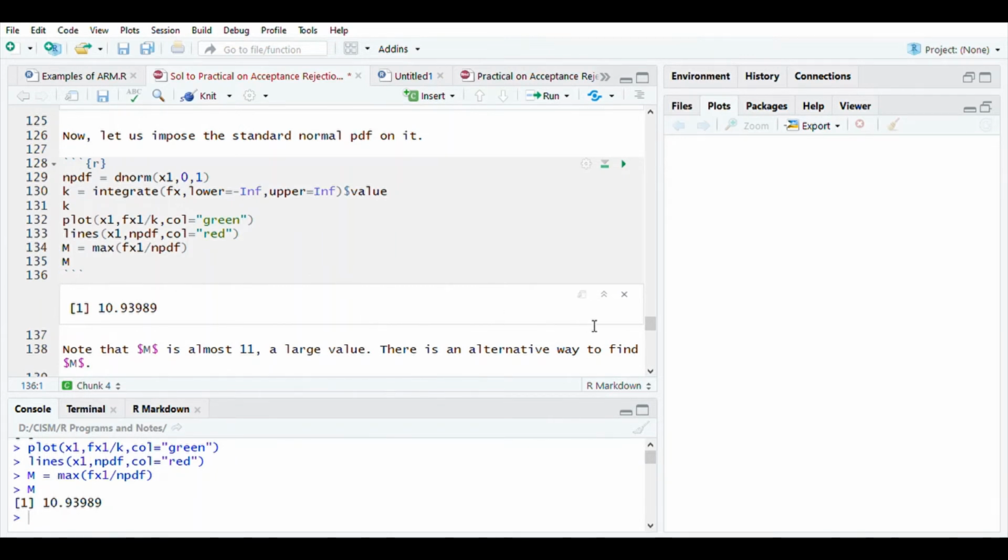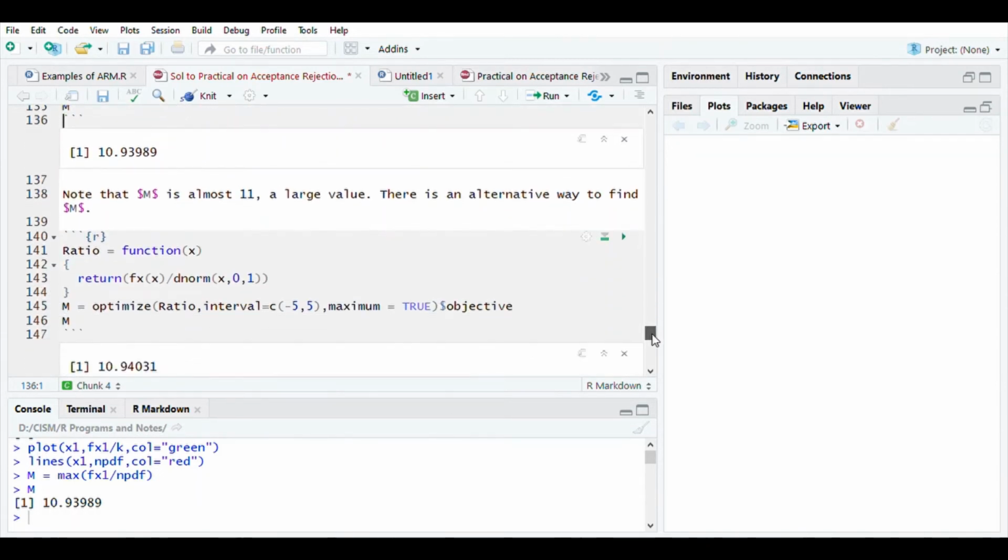So can there be another way to find this M? Another way is to compute the ratio theoretically. Treat the ratio of the PDFs as a function and then try to optimize this function. In fact, try to maximize this function and see at what value you get the maximum. So let us define the ratio as a user-defined function, ratio, like this. It is simply returning the ratio of the two distributions, and then we will optimize it.